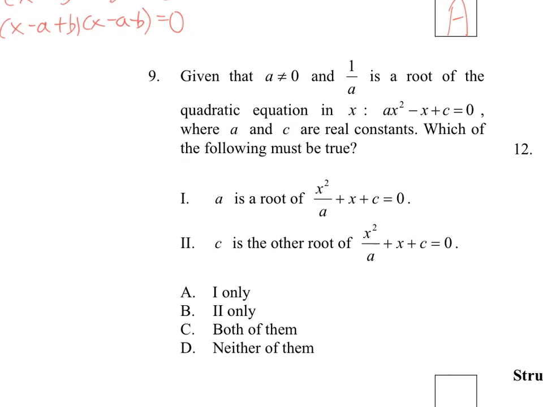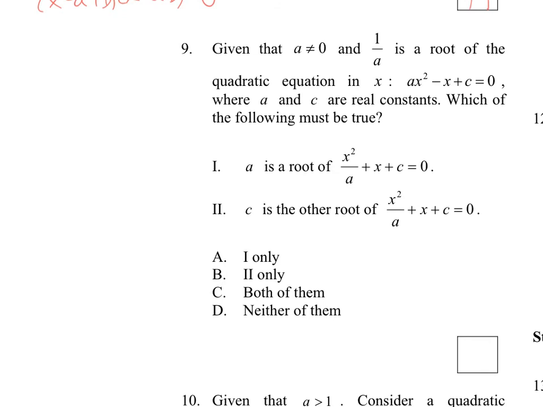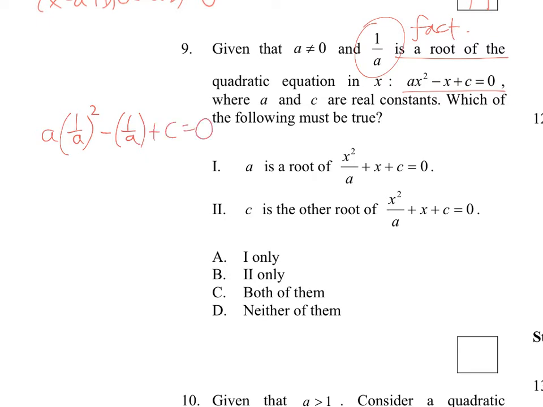Okay, now let's go to question 9. This is also a challenging question. We know that this is a root. This is the fact. This is the information that has been provided, and this is the corresponding equation. So one and only one thing that you can do is place x equals 1 over a into the given equation. And you realize upon simplification, C must be 0.